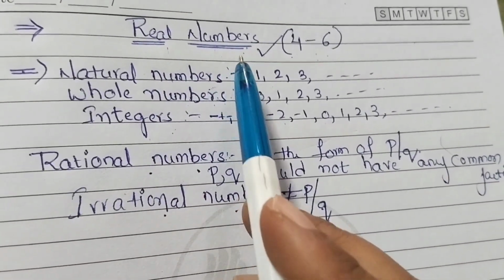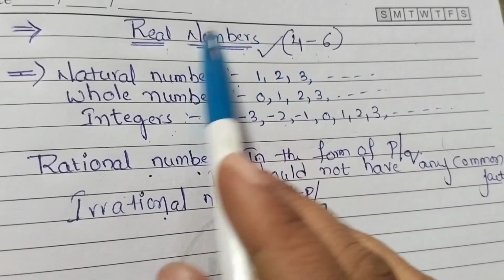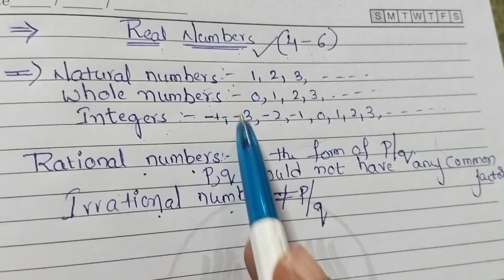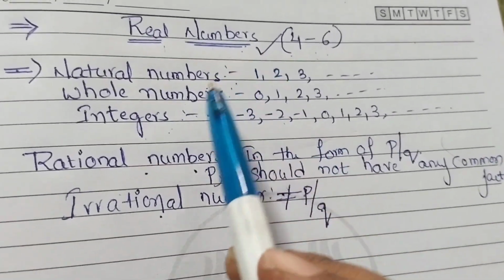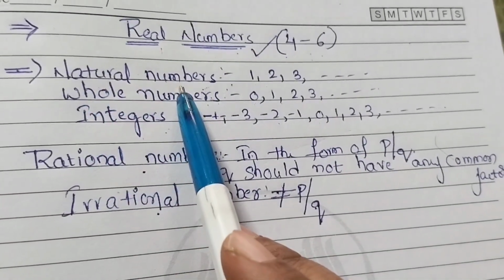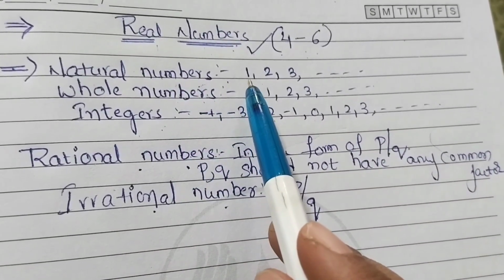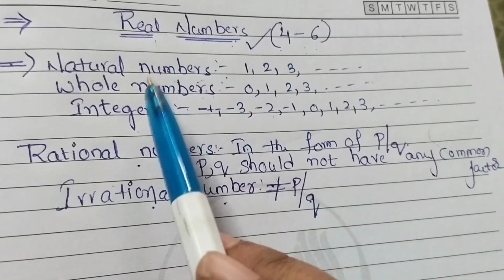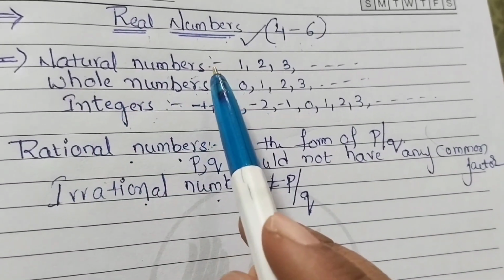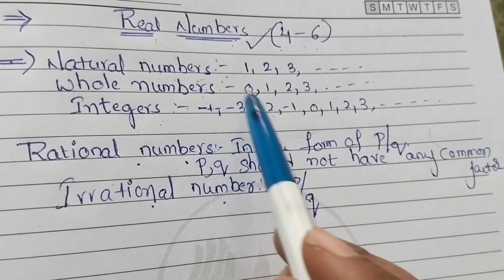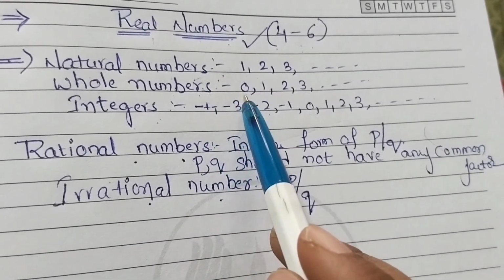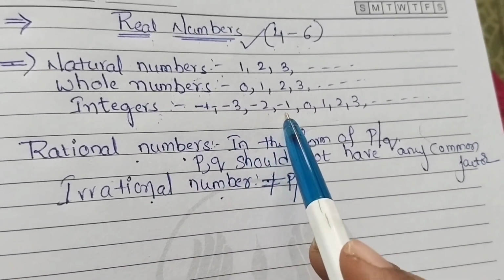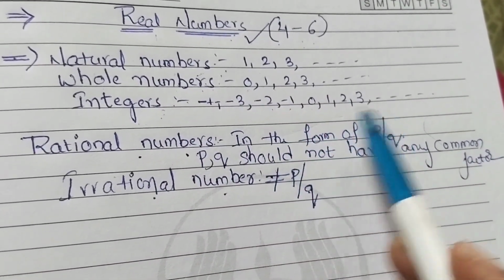What are real numbers? All the numbers we use are combined into real numbers. I'll break down these real numbers into simple parts so that you can easily remember them. First one is natural numbers. Natural numbers start with 1, 2, 3, and so on up to infinity. Next, whole numbers. The only difference between natural numbers and whole numbers is that in whole numbers we have added 0. In integers, we have added negative numbers along with 0, 1, 2, 3.